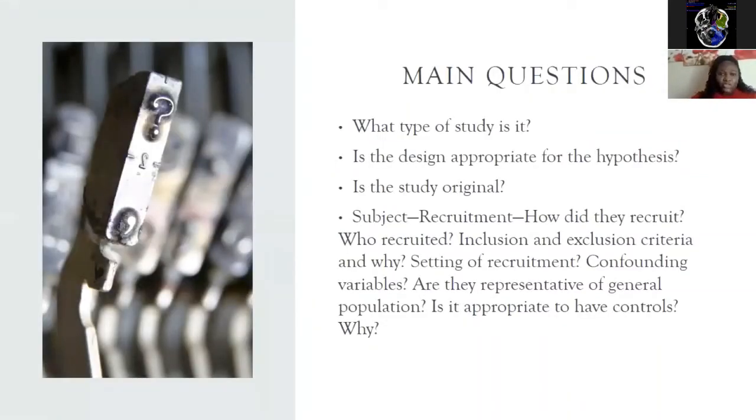Now going to the main questions, which I would say is the main theme of critical appraisal. You want to ask, what type of study is it? Is the design appropriate for the hypothesis? Because you have different study designs, you need to know, was it appropriate in that setting? Was the study original, or was it a follow-up on previous research? And the subjects, the recruitment: how did they recruit? Very important. That's what determines if you're going to accept whatever they say or even consider it. How did they recruit, who recruited, the inclusion and exclusion criteria is very important. What was the setting, any variables, was the research population representative of the general population, any controls and why.